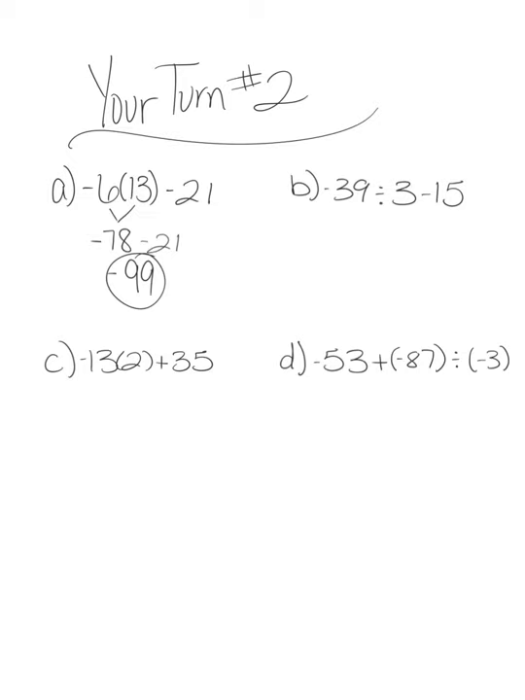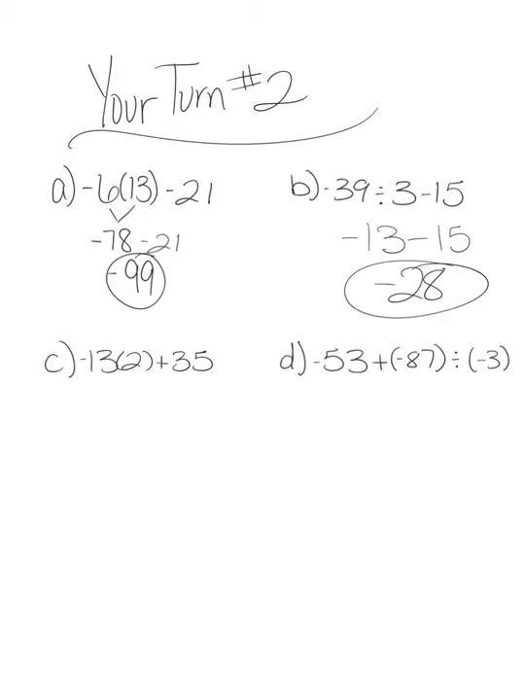B, negative 39 divided by 3 minus 15. Negative 39 divided by 3 is negative 13. I bring down the minus 15, so my expression is negative 13 minus 15. Negative 28 is my answer.